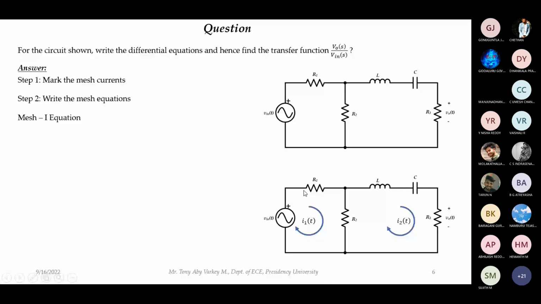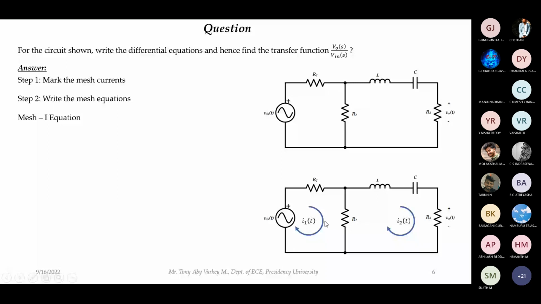What is the voltage across R1? I1 of t into R1. Correct. Plus R1 into I1 of t plus R2 into what? I1 of t minus I2 of t. Correct. R2 into I1 of t minus I2 of t.